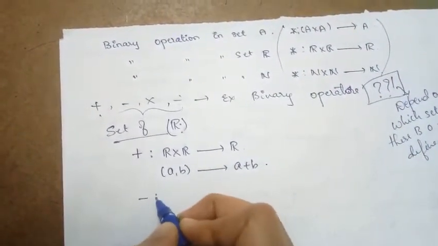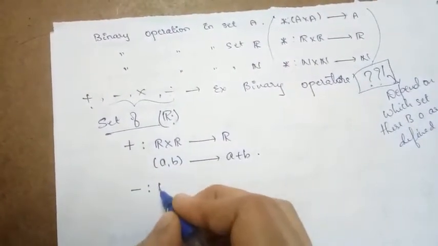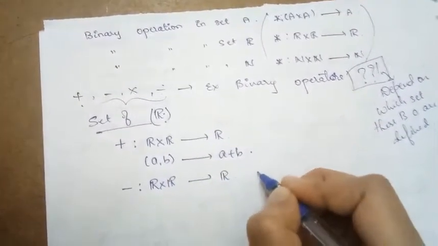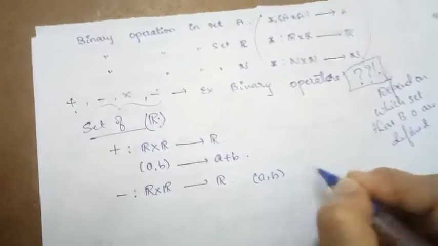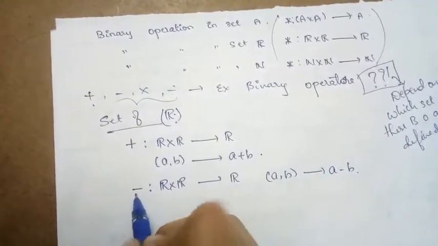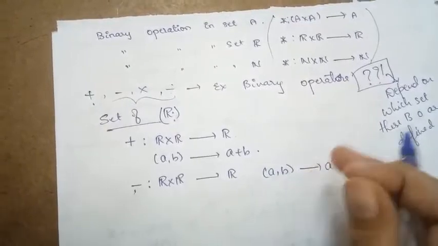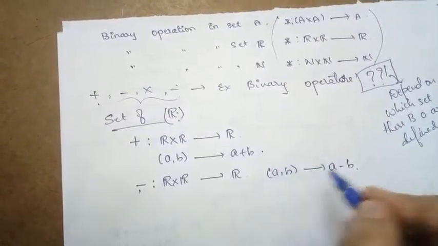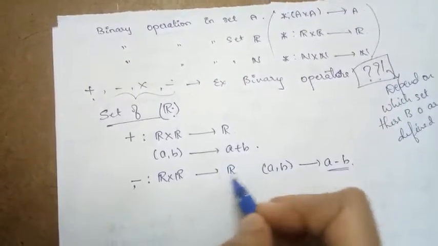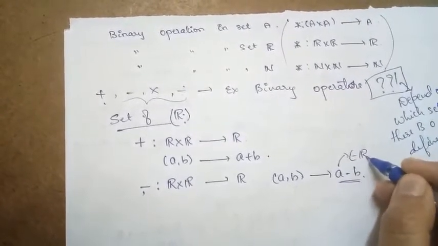Suppose I take subtraction, or minus. At that time it will be defined from R cross R to R, and it is given by (a, b) goes to a minus b, because the operation defined here is minus. So if I use the minus operation between these two elements, we are going to get an element, the difference between these two numbers. Obviously this belongs to the set of real numbers.